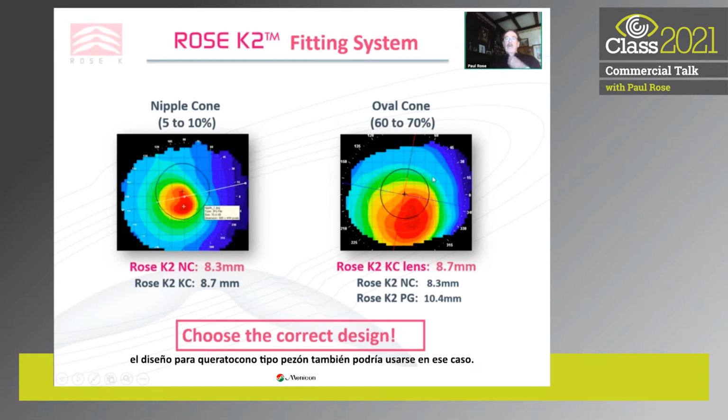Moving over to the oval cone here, the primary indication for the lens design for this condition is Rose K2 KC. I put KC there because although it's only called Rose K2, it just distinguishes it from the other designs. Secondary indications: if you get a very, very steep oval cone, the NC design may be applicable. If you get a very, very decentered oval cone, the post-graft lens may be indicated for the oval cone.